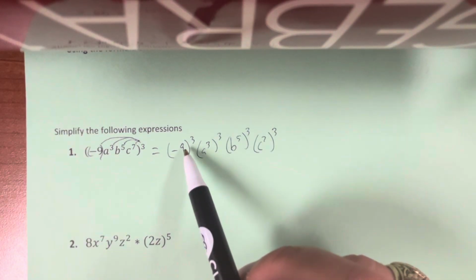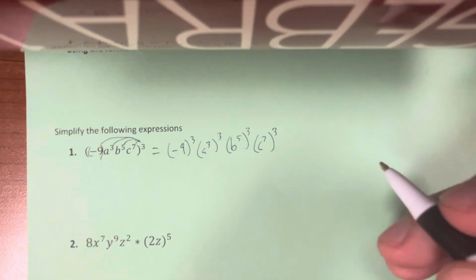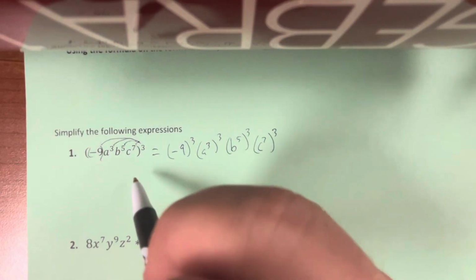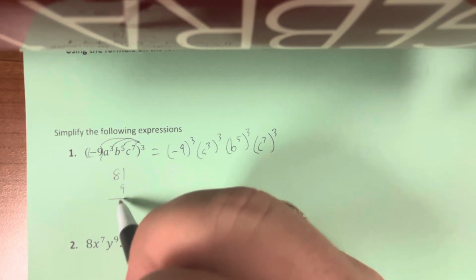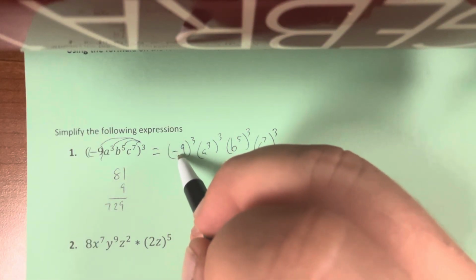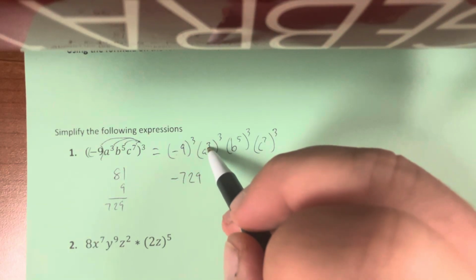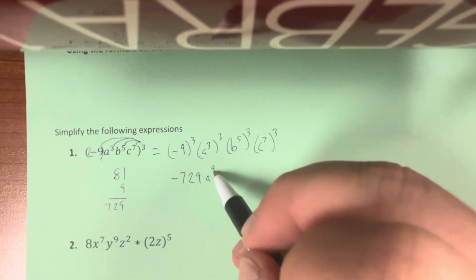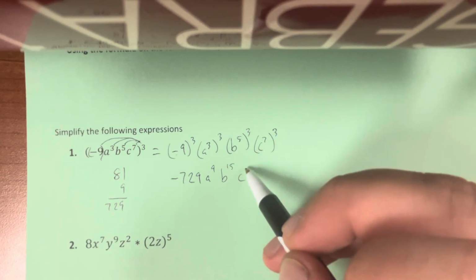Now I have -9 to the 3rd power. That's -9 times -9 times -9, which I don't remember off the top of my head. I could go to Desmos, but I'm just going to come out here. I know 9 times 9 is 81. So I'm going to multiply 81 times 9, which would be 729. And because there's 3 negatives, a negative times a negative is a positive, but then back to a negative again. So negative 729. Power to a power, we multiply. So a to the 9th. 5 times 3 is going to be 15. And c, 7 times 3 is going to be 21.